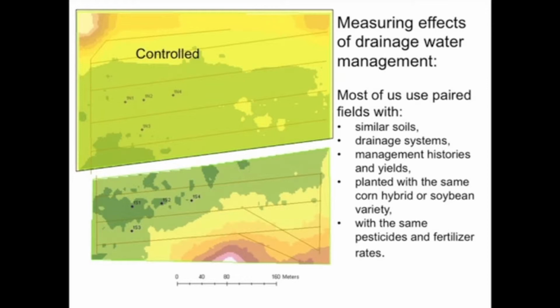So this is one of our fields. It happens to be across the ditch, which gives it a good separation from the conventionally drained one. And that gives us a chance to look at the effect of drainage water management on those same three things that's the focus of our project: the water, nitrogen, and carbon.